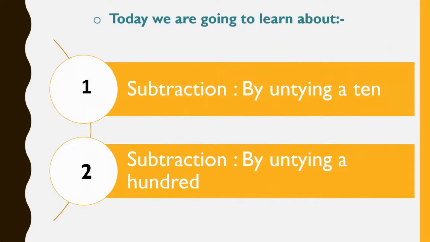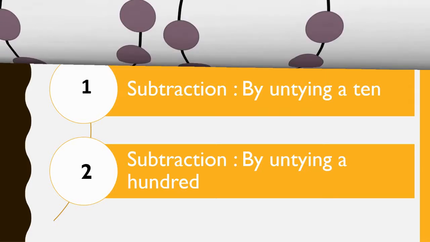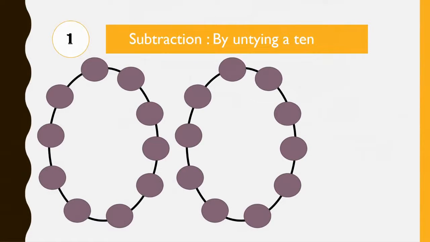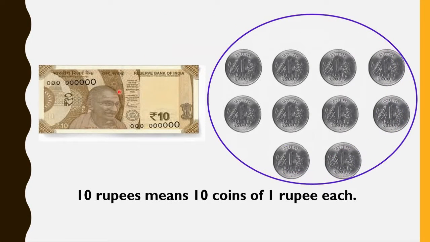Today we are going to learn about subtraction by untying a 10 and subtraction by untying 100. So first we will be learning about subtraction by untying a 10. As you can see, a 10 rupee note and some coins.